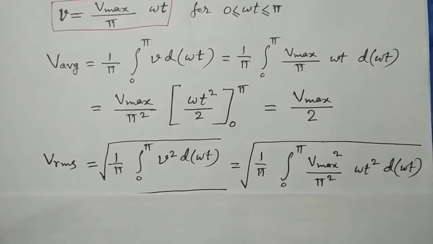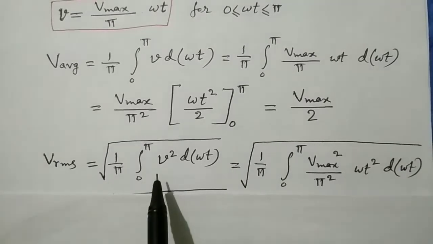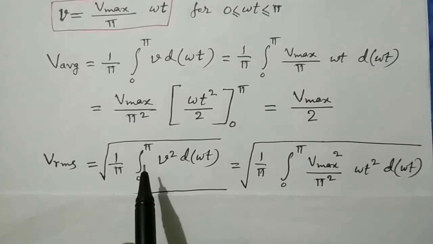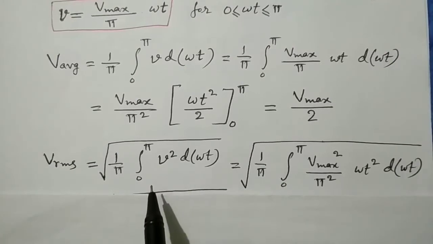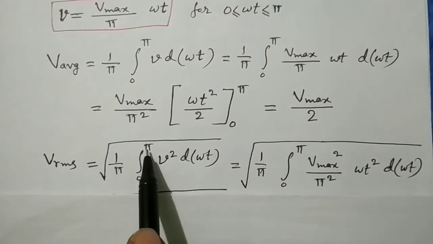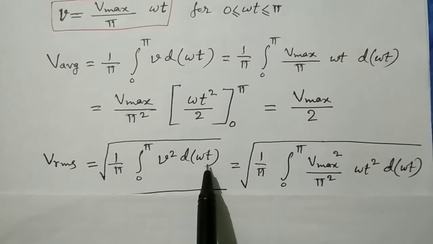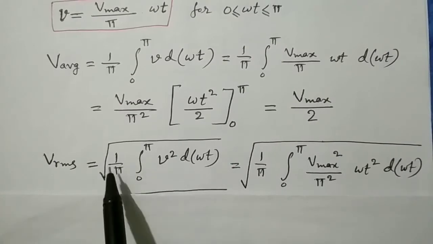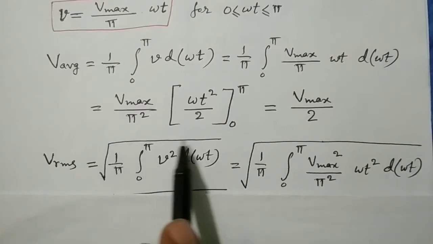Now for the RMS value, we integrate the square of the area, because you have to calculate the area and then you have to make it square. So we integrate between 0 to pi v square d omega t, and then we will divide it by its base length, that is pi, and finally we will take the square root of the whole value.